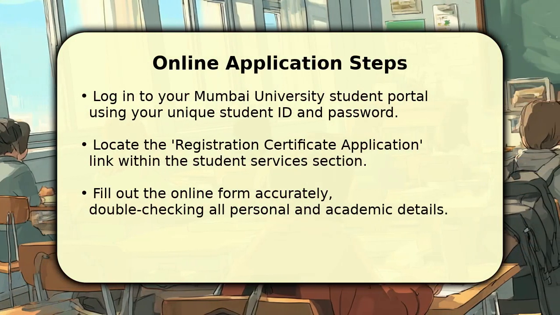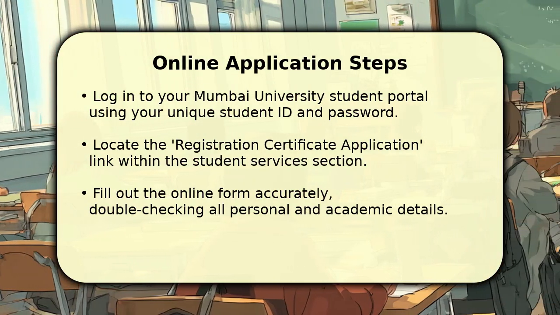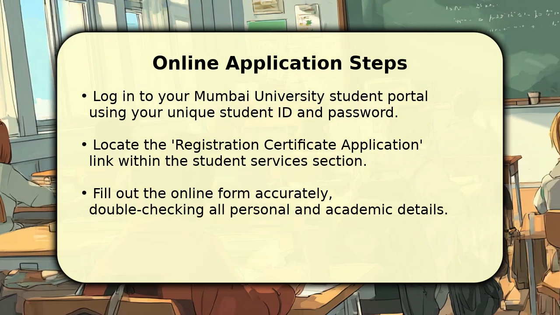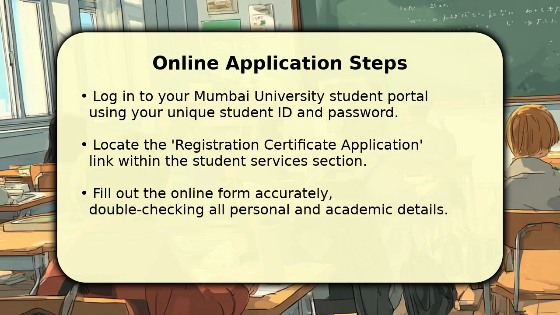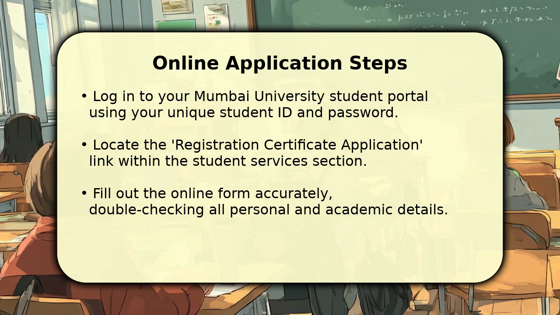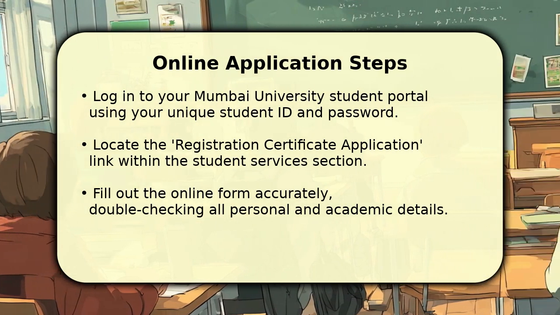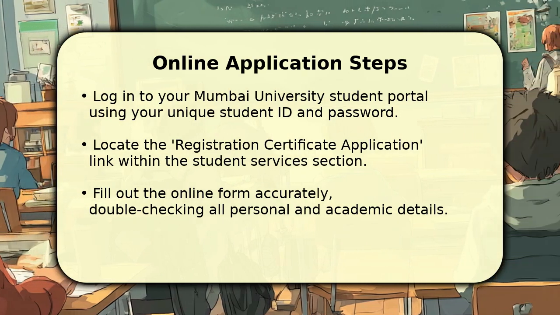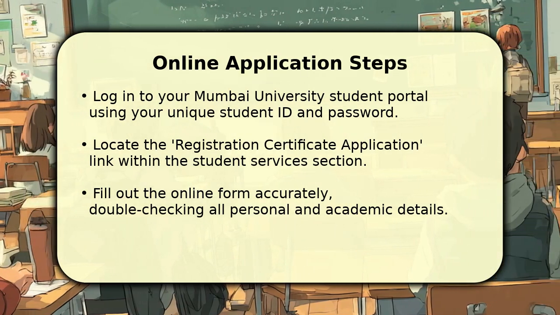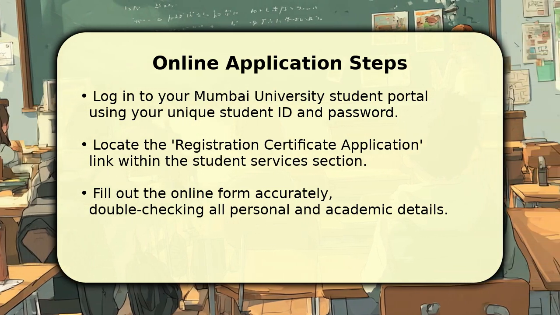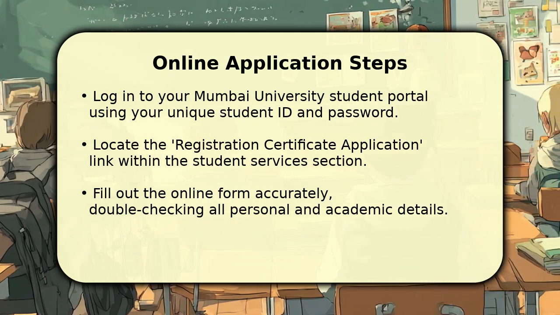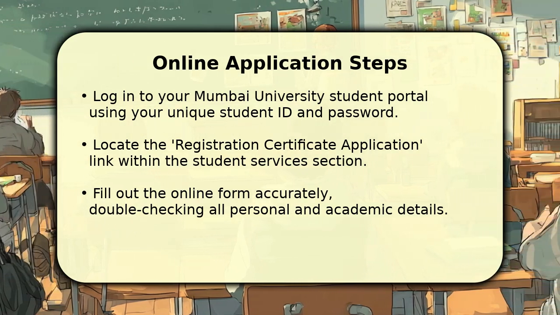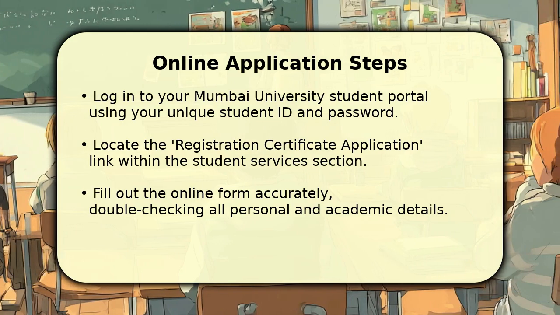Once logged into the Mumbai University student portal, navigate to the registration certificate application section. Carefully fill in all the required fields, ensuring your personal details, such as name and date of birth, match your official records. You will then be prompted to upload the scanned documents we discussed earlier. Confirm that each file is clearly legible and in the correct format, usually JPEG or PDF, before proceeding. This step requires close attention to detail.